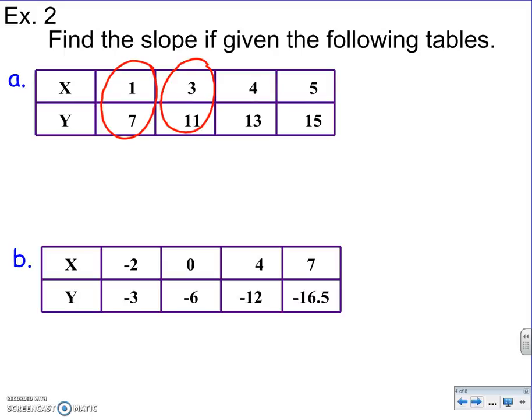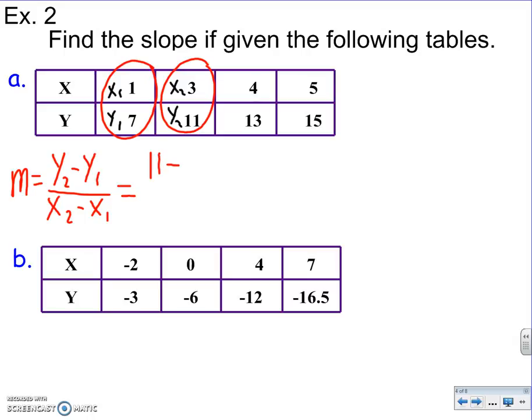All right, same thing, use the formula and label. So here's the formula, m equals y2 minus y1 over x2 minus x1. I'm going to call this x1, y1, x2, y2. Just plug it in. y2 is 11, minus y1 is 7, over x2 is 3, minus x1 is 1. 11 minus 7 is 4, over 3 minus 1 is 2. That reduces to 2 over 1, or 2. That's my slope.